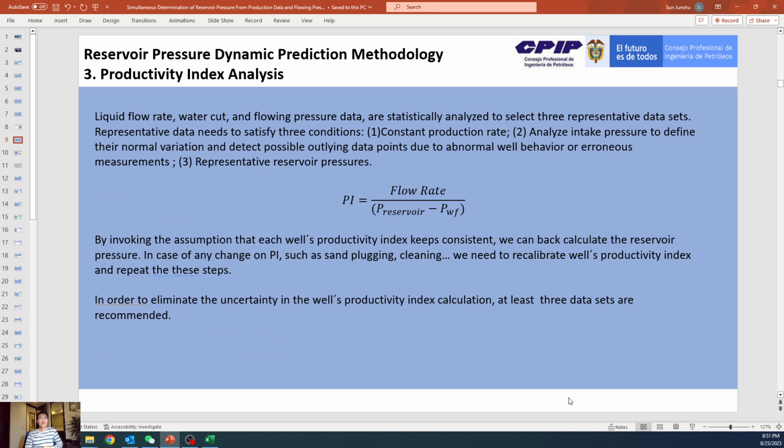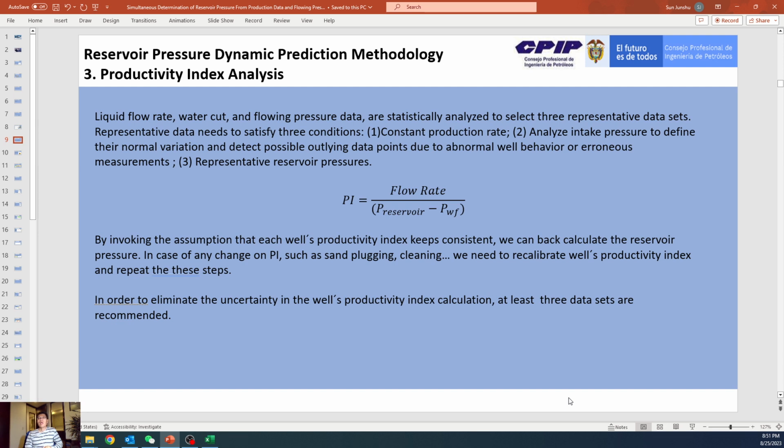Third procedure, productivity index analysis. Liquid flow rate, water cut, and flowing pressure data are statistically analyzed to select three representative data sets. Representative data needs to satisfy three conditions. First, it should have constant production rate.